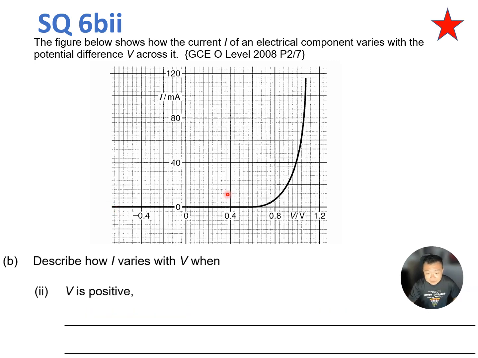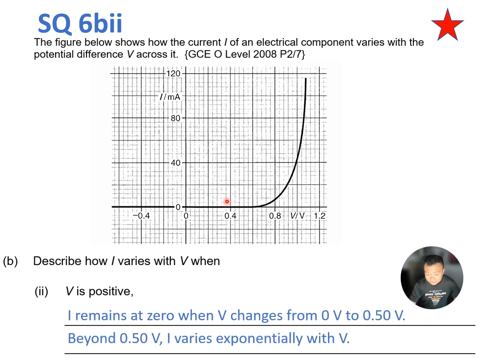Now, when voltage is positive, just be very careful. This diode doesn't allow current flow even when the voltage hits 0.5 volts over here in the correct direction. The current is still 0. So make sure you have written that. And beyond 0.5 volts, you'll see that current starts to flow through the diode. So there are 2 points in my answer for B part 2.